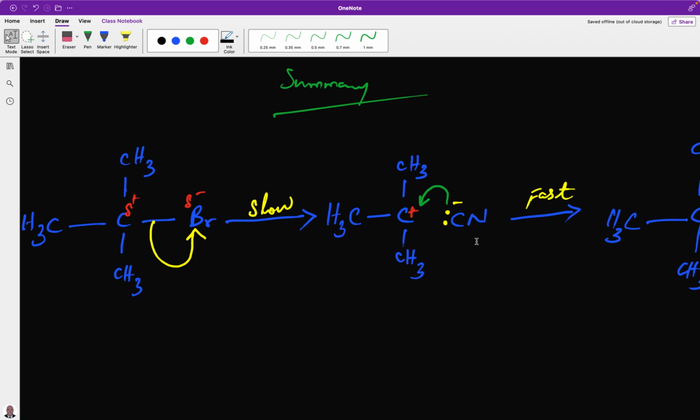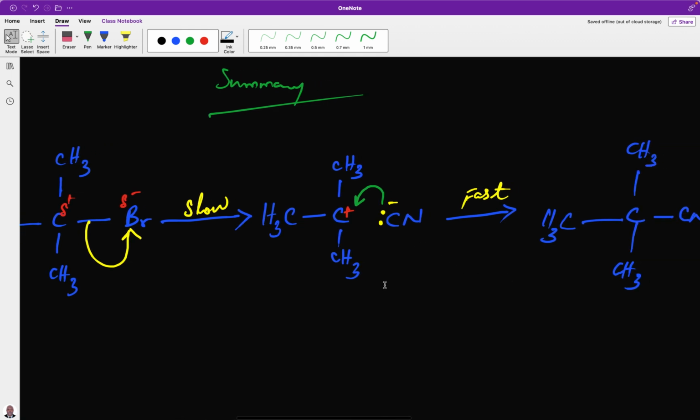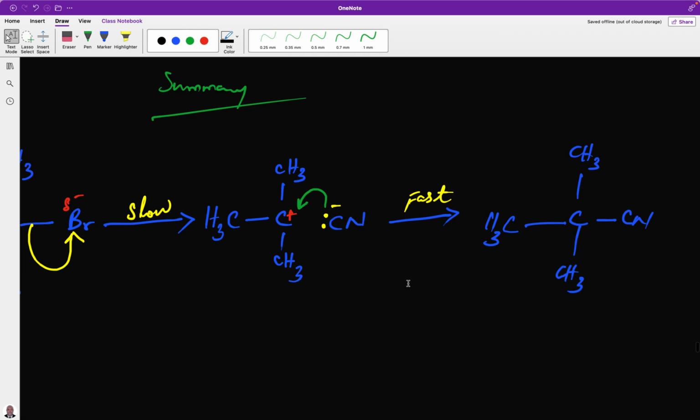Now, a cyanide does what? Attacks, a nucleophilic attack here, attacks the positive charge carbon. And there's rapid attack here. That's why the reaction is very fast. A new bond is formed, let me put it this way, in a different color. A new bond is formed between carbon and cyanide.